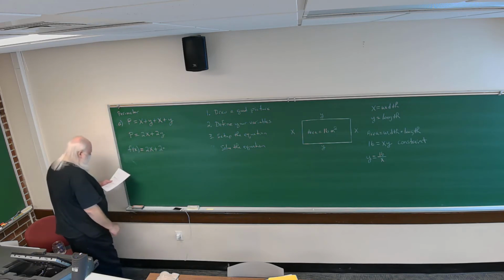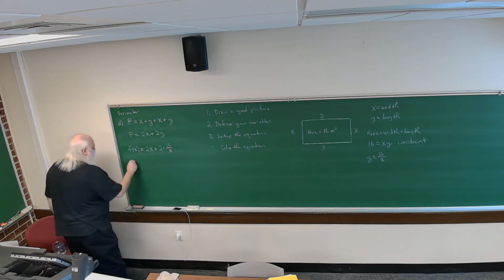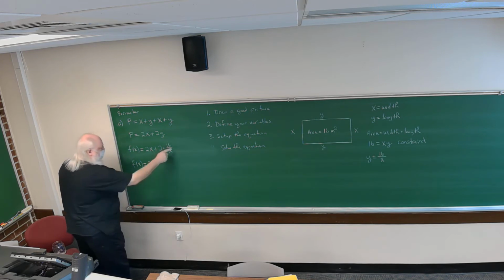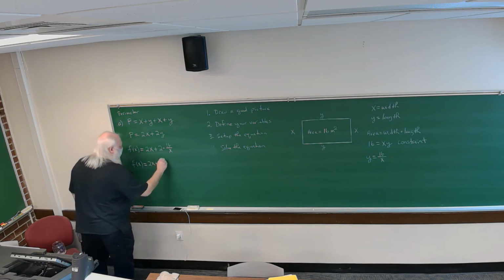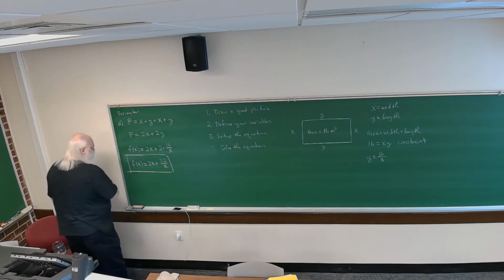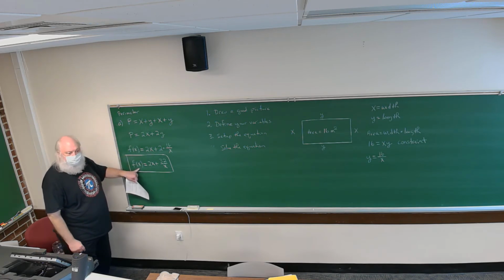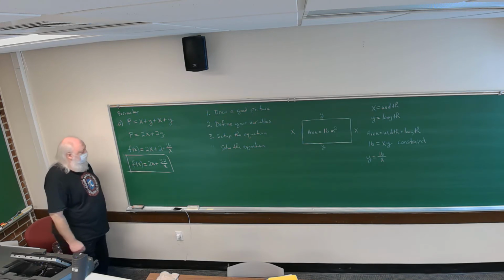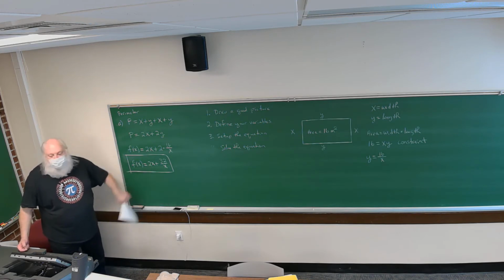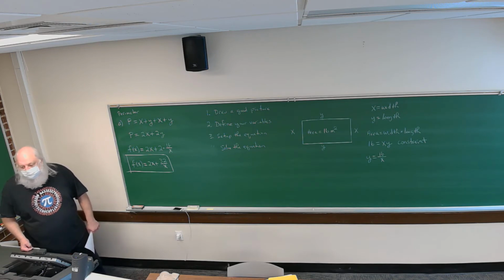So y is equal to 16 over x, and 2 times 16 over x is 32 divided by x. So we've written the perimeter P as a function of x, the width of the rectangle. It's equal to 2x plus 32 over x. And in Math 120, you'll use calculus to find the optimal value of x.